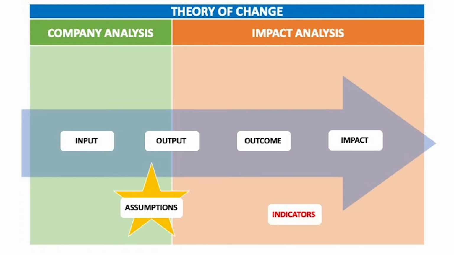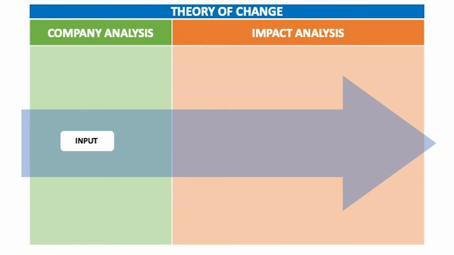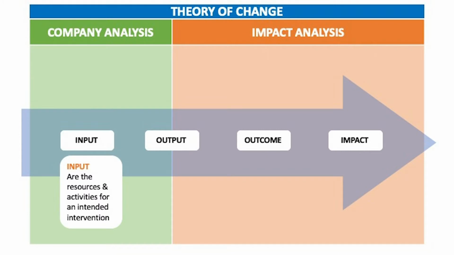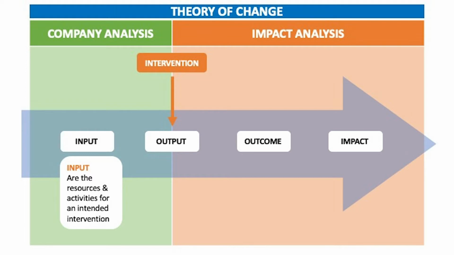By collecting data for each of these building blocks and understanding their interaction, we will be able to develop a good theory of change. So let's look at each building block one by one. Firstly, we have inputs. Inputs are the resources and activities that the business commits to bringing about an intended output, outcome, and impact. These inputs will lead to what is known as an intervention, a change that you hope will take place as a result of a respective input.